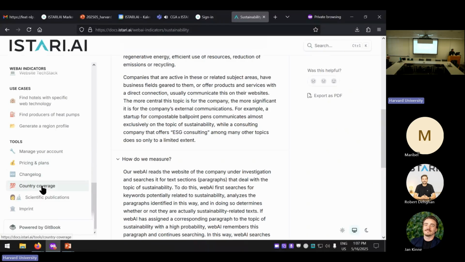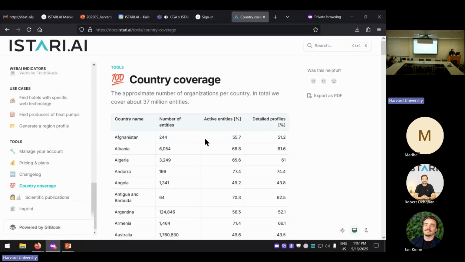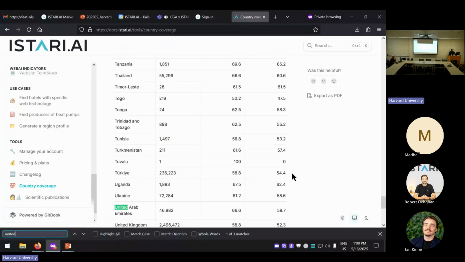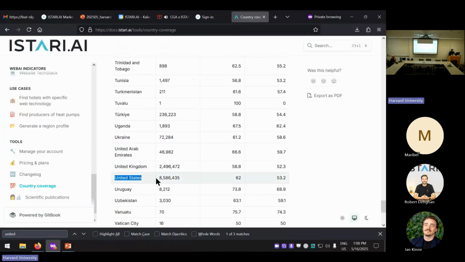is there is one section which says country coverage. And what you see here is actually the number of companies we have in each country. So for example, if we have a look at the United States, there we have 8.5 million companies, or 8.5 million organizations, that you can search, that you can find stuff out about. And one more important thing, 62% of those are labeled as active companies or active organizations.